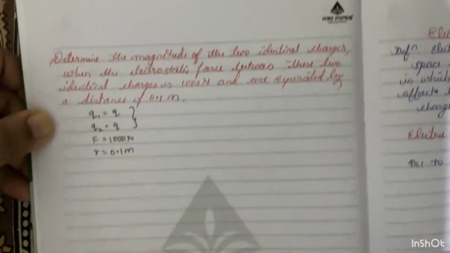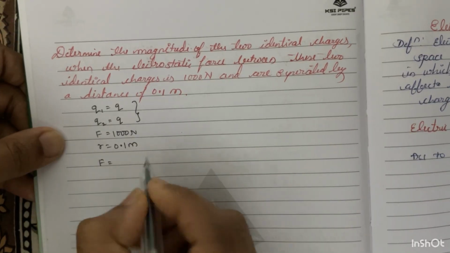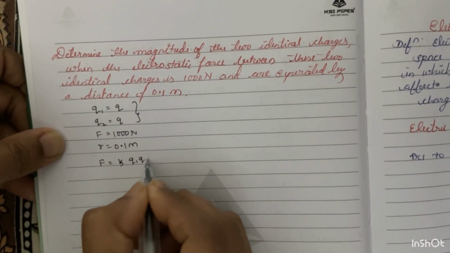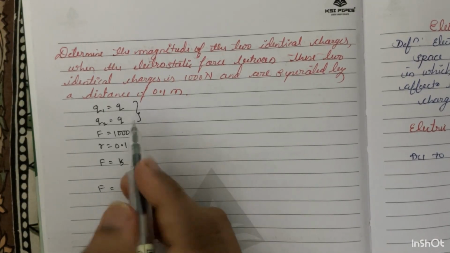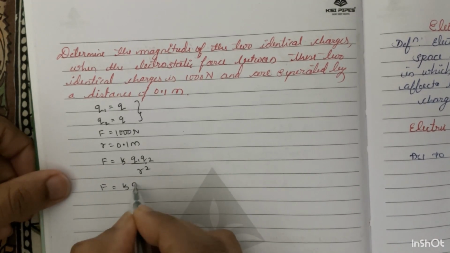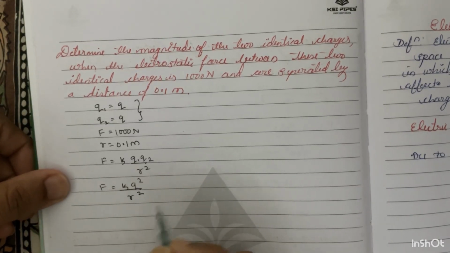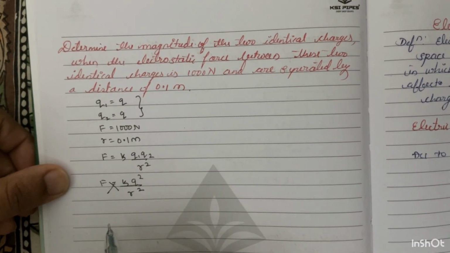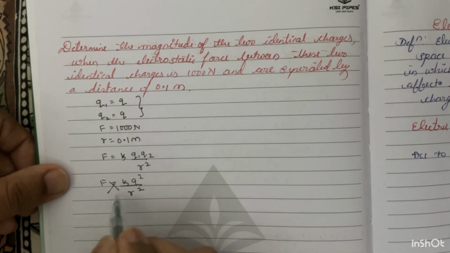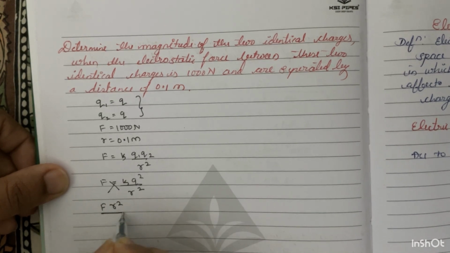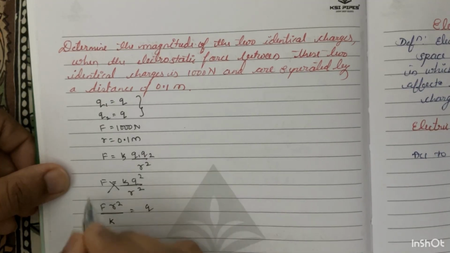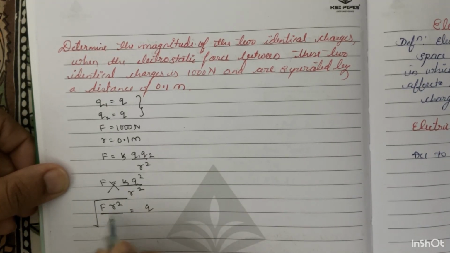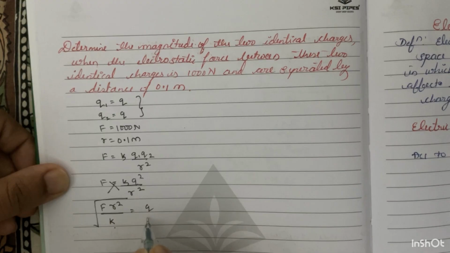So the formula we have is F equals K Q1 Q2 over R square. Now in the next step, Q1 and Q2 we have considered as Q and Q, so Q into Q will be Q square over R square. Now let me make Q the subject of the formula. After doing the cross multiplication, R square goes to the left side, so I'll have F into R square divided by K, with K in the denominator. When I shift this square to the left side, we have the square root of F into R square over K. So this is the formula for Q.